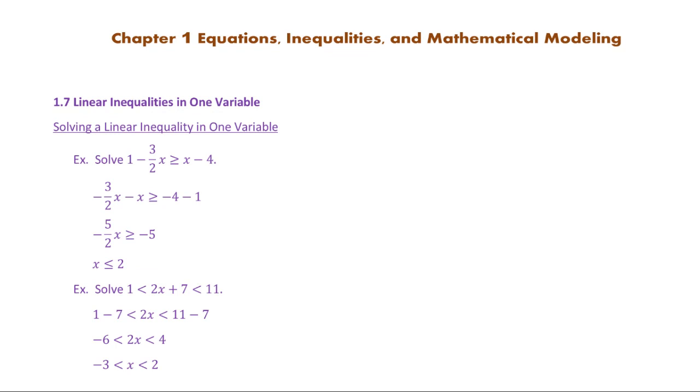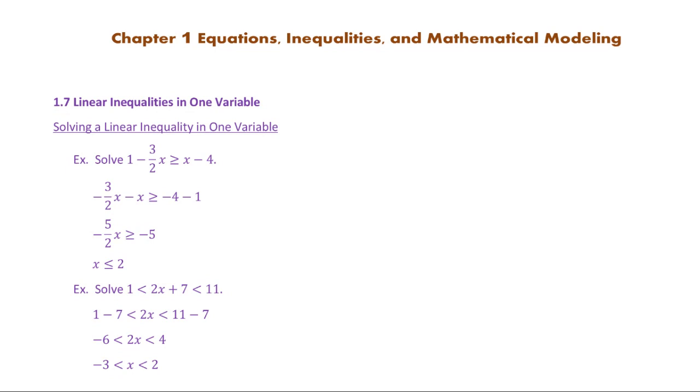Okay, let's talk about solving linear inequalities in one variable with more examples. This time we've got some fractions, but the way to do it is always the same. So we just solve 1 minus 3 over 2 x greater than or equal to x minus 4. Again, you group the like terms on one side and the other terms on the other side.